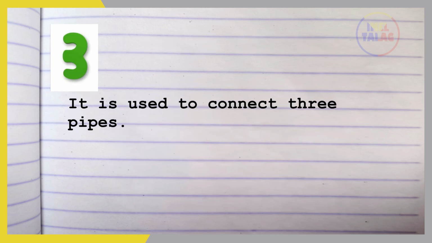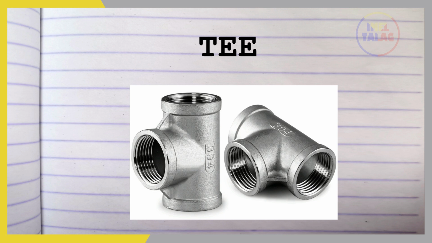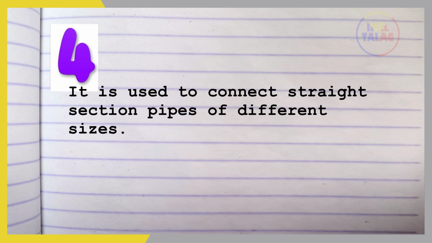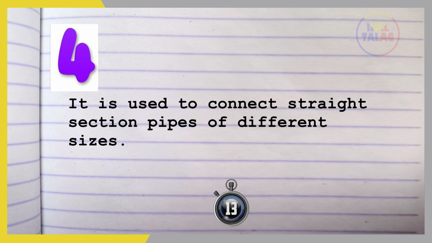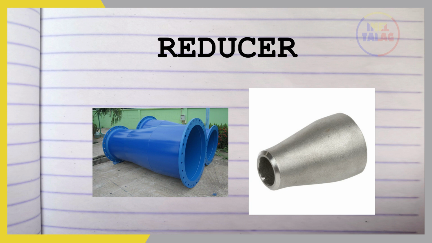Number 3. It is used to connect 3 pipes. And the answer is D. Number 4. It is used to connect straight section pipes of different sizes. And the answer is reducer.